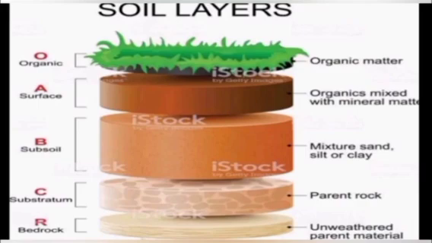So the top layer is covered by organic matter like roots, plants, etc. And then the second layer is covered with organics mixed with mineral matter, and then the third layer is covered with a mixture of sand, silt or clay, and then parent rock. Then deep inside it will be unweathered parent material. So this vertical section of soil layer is called soil profile.